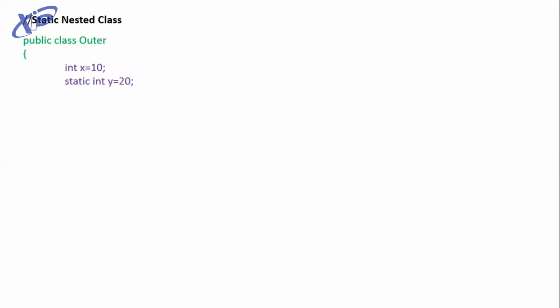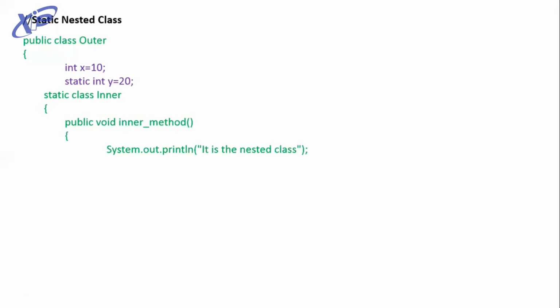Here you can see an outer class and it contains two variables. One is int x, another is a static variable y, and then a static nested class is created, and the static nested class contains a method, and here it is printing a message and it is trying to print y. It can access y because y is declared as static, but this class cannot access x because that is a non-static variable.